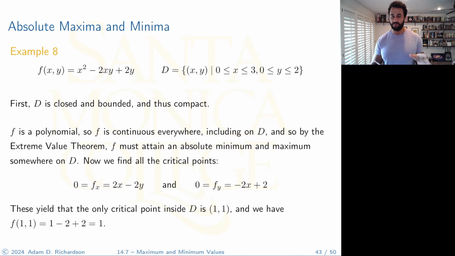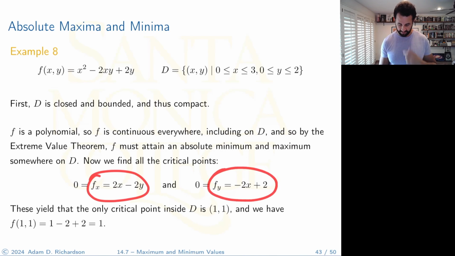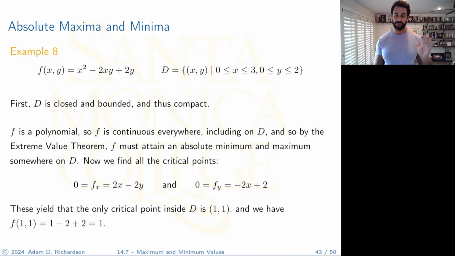So now we need to find the critical points. Do the partial derivatives, set them equal to 0, find the critical points. So partial derivative here, partial derivative here. These exist everywhere, so our only critical points occur when these are equal to 0. When we solve these equations, we get that there is only one critical point inside the rectangle, and it's (1, 1). What is the value of our function at that point? 1. There we go. So what we just found was a critical point inside.